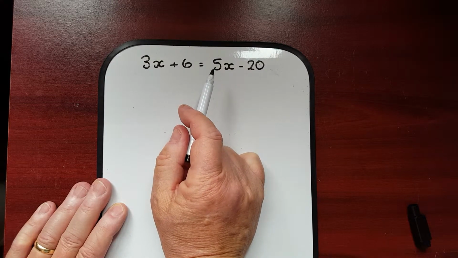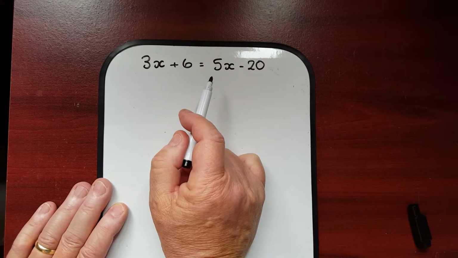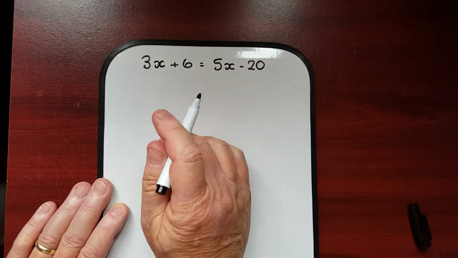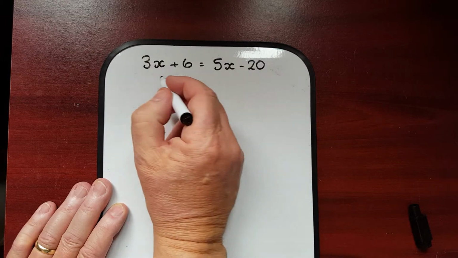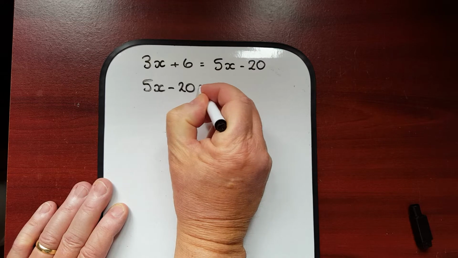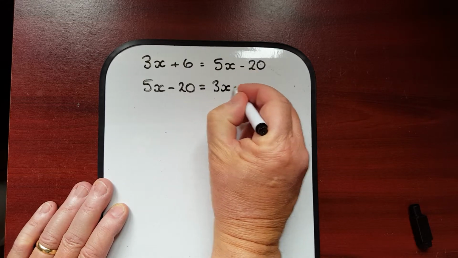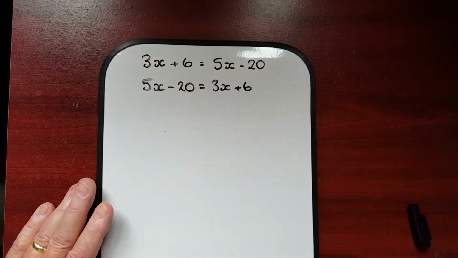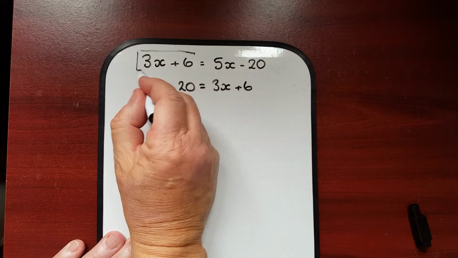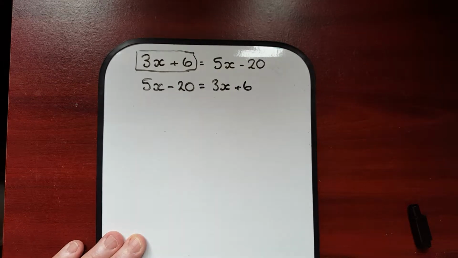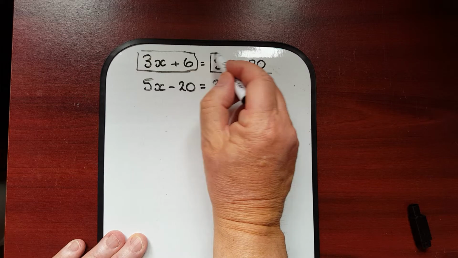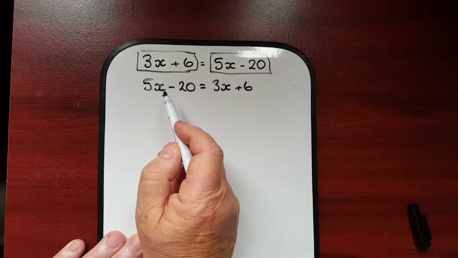There's nothing wrong with that if you're happy with it, but I don't like it. And I would prefer to always have positive numbers over on this side. So all I'm going to do is turn this entire equation round. Now this doesn't involve changing signs at all, because if you look at what I've done, I've moved the 3x plus 6 over to that side, and I've moved the 5x minus 20 over to this side.